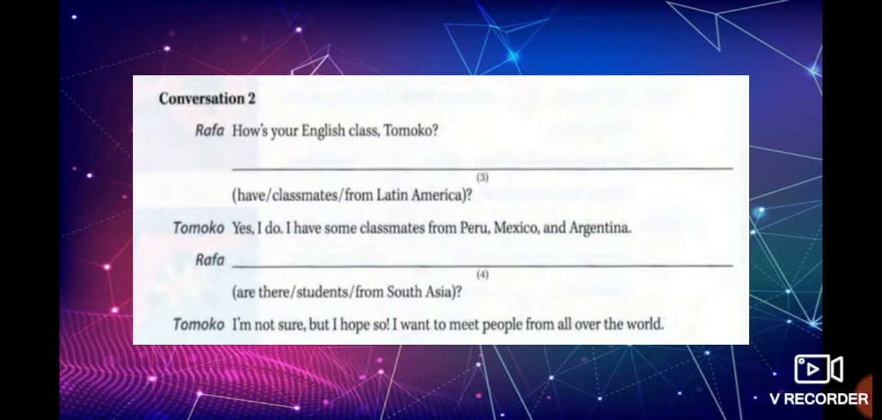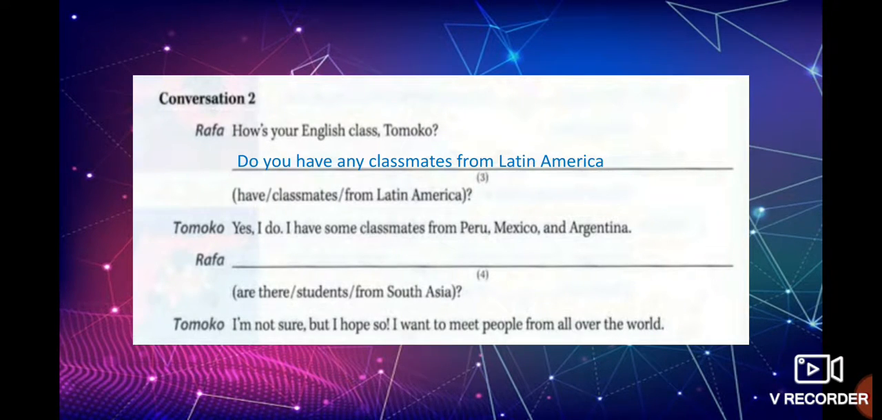How's your English class, Tomoko? In that case, we have the words in parentheses, and the answers or the questions are in that form. Do you have any classmates from Latin America? In that case, we use the quantifier any because this one is an interrogative sentence. Yes, I do. I have some classmates from Peru, Mexico, and Argentina.